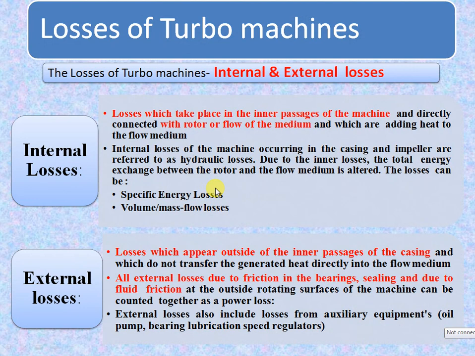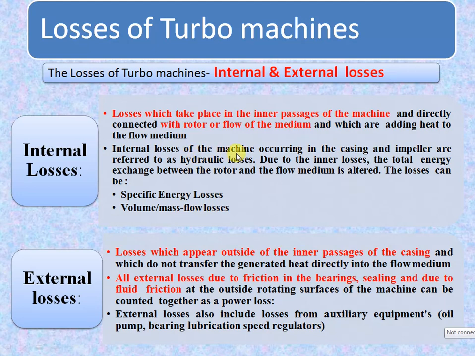The next important point is losses of turbo machine. Losses of turbo machines are classified into two types: internal and external losses. The internal losses, as per the name, are the losses occurring on the internal side of the turbine. So the losses which take place in the inner passage of the machine and are directly connected with the rotor or flow of the medium, and which are adding heat to the flow medium.